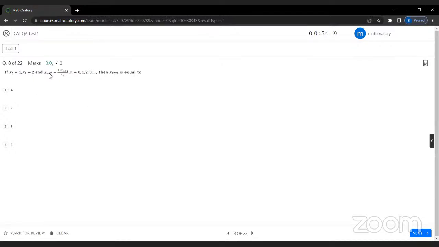x0, x1, 2. Okay, so there's some sort of recursion happening. In such cases, where any term is dependent on the previous two terms, there is a chance of some cyclicity. So let's look at this. I took 1, then 2. So the next one will be 1 plus 2 by 1, so that is 3. Then 1 plus 3 by 2, so that is 2. Then 1 plus 2 by 3, that is 1. Okay, 2, 1 has come.